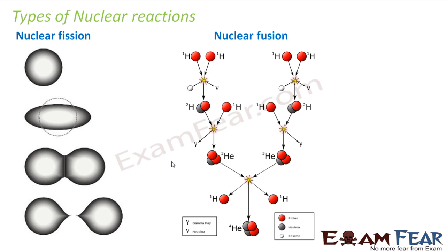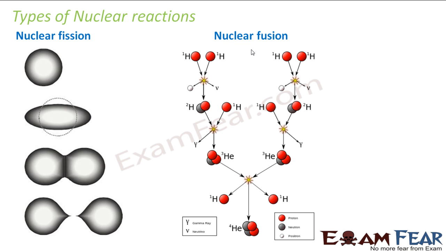Here I have represented the definitions of nuclear fission and nuclear fusion diagrammatically. As I mentioned before, fission means breaking up of a heavy nucleus. Here if you see, this is a heavy nucleus, it gradually breaks up into two lighter nuclei, and during this process a large amount of energy is also released.